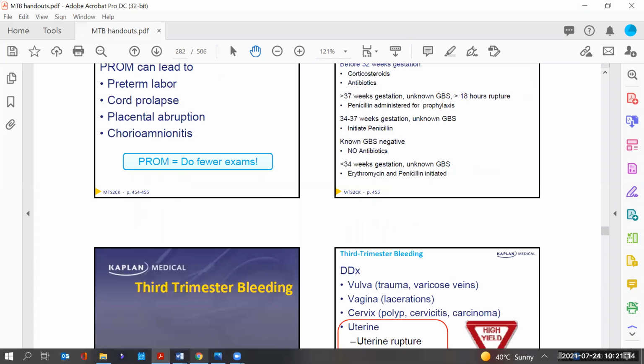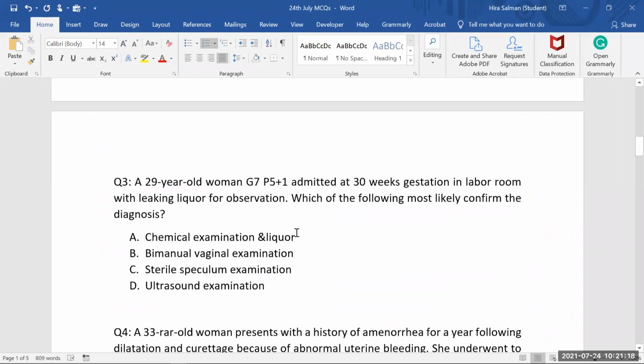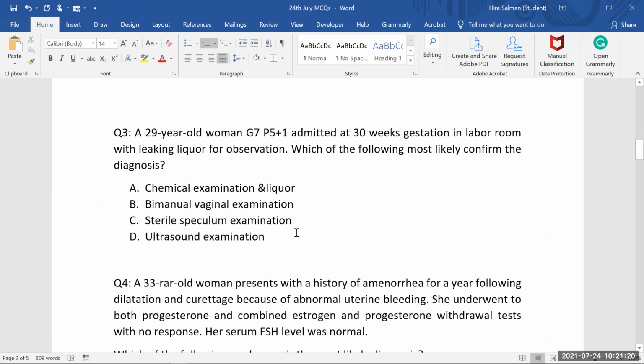So if we have a look at the questions. Here the question says, a 29-year-old woman, gravid 7, para 5 plus 1, admitted at 30 weeks gestation in the labor room with leaking liquor for observation. So frank leaking is there, at 30 weeks gestation. It's a time period where you should give DEXA to your patient, give antibiotic cover, and decide the mode of delivery.